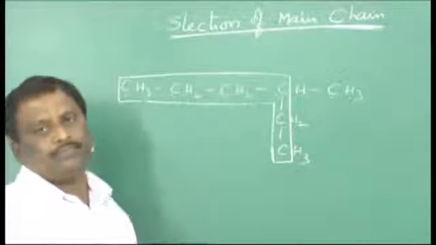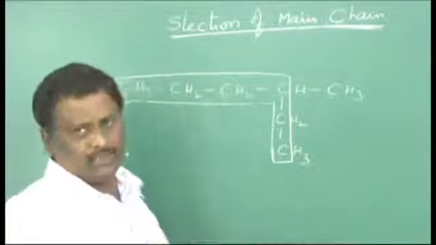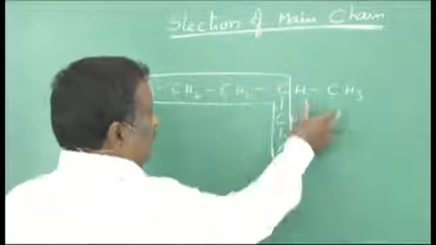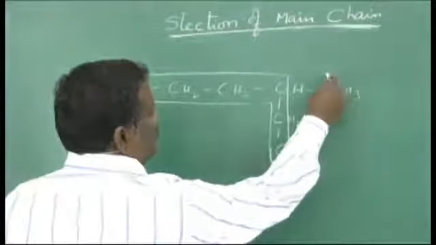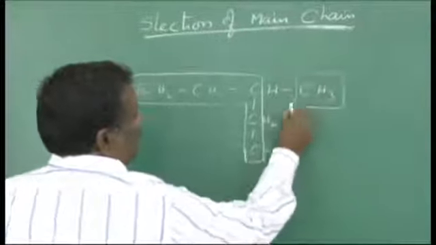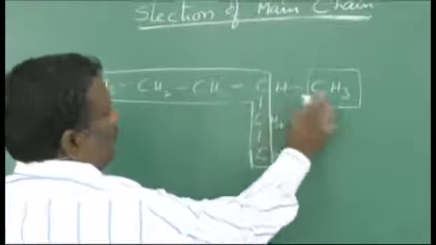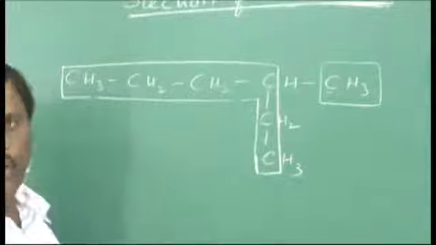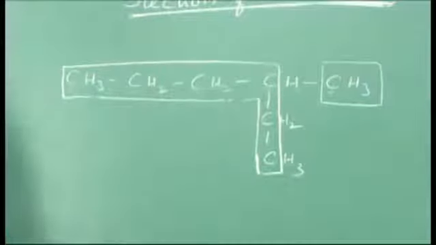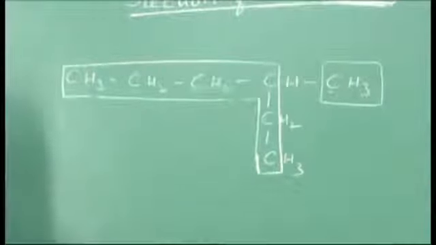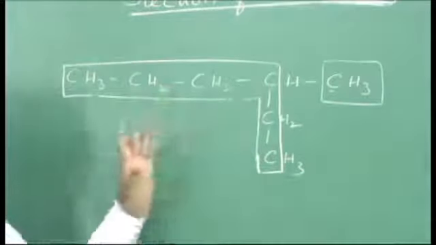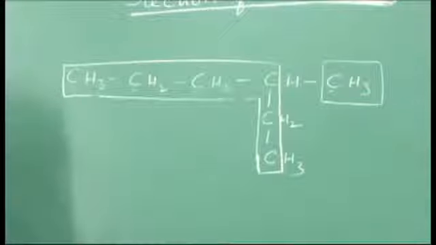Now, the next thing is numbering the carbon atoms. Here we have one group which is attached to this carbon. This group is a methyl group. Now, we have to mention the position of the methyl group. So, to mention the position of that methyl group, you have to give numbers to the carbon atoms in this main chain. Numbering may be done from any side, but here also some rules are there.